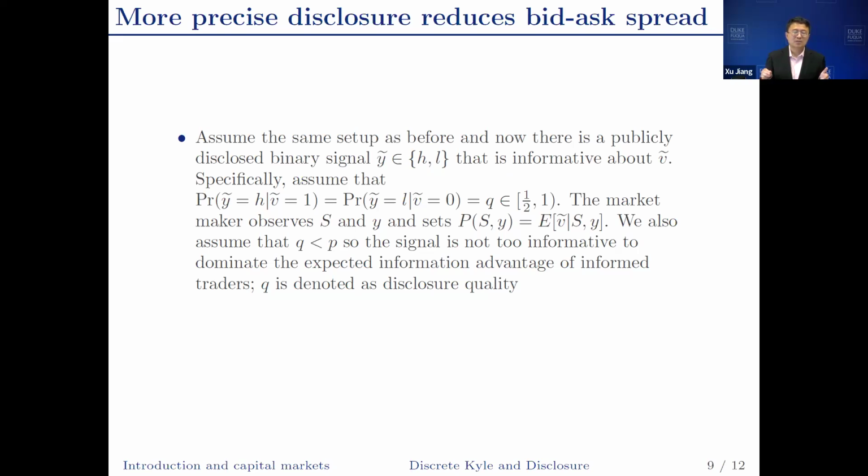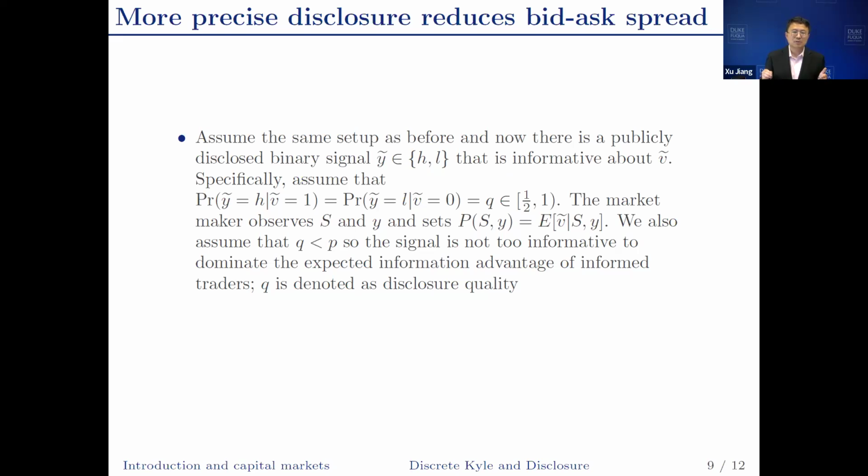And let's assume that conditional on V equals 1, the probability Y equals H is the same as, conditional on V equals 0, the probability Y equals L, some number Q that is between 1/2 and 1. That means conditional on V equals 1, we're more likely to see Y equals H versus Y equals L, and vice versa, conditional on V equals 0. The market maker now observes both the order flow and Y, the disclosed signal. So it sets price as a function of order flow and the disclosed signal.